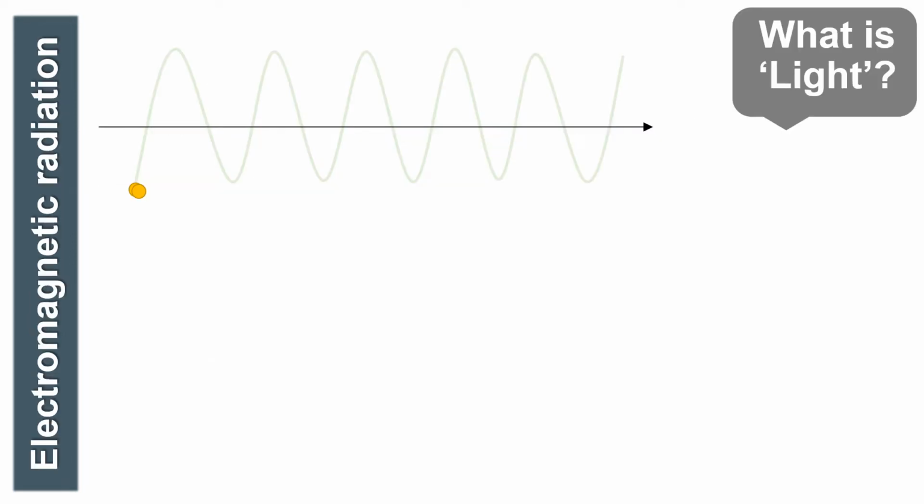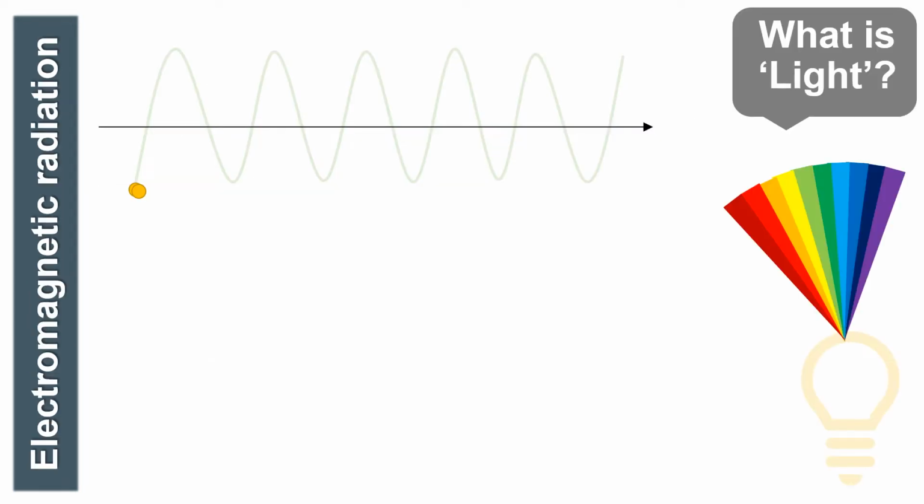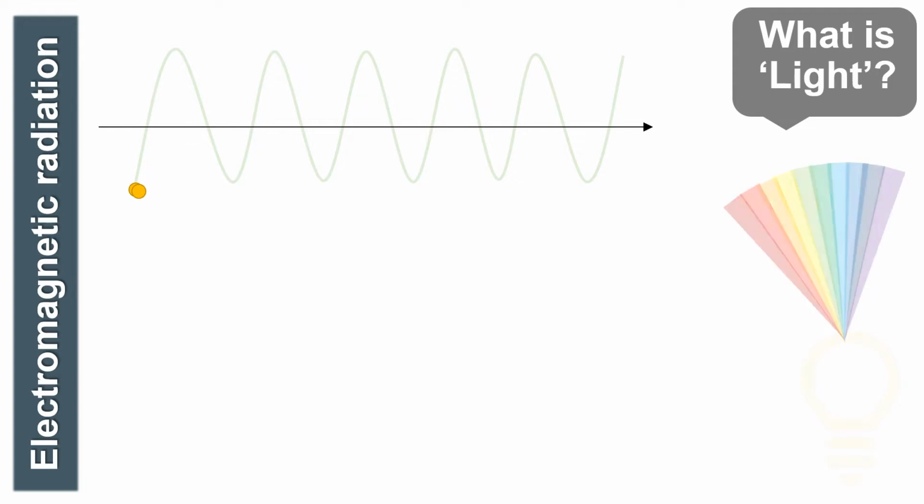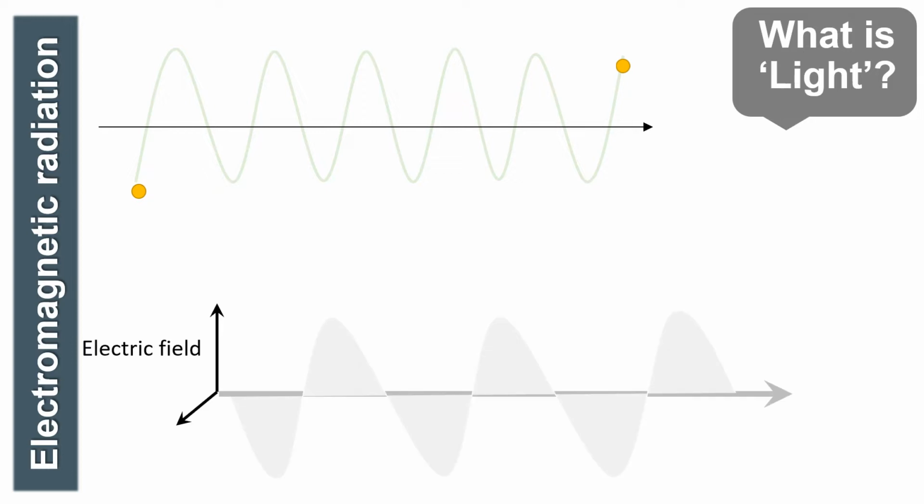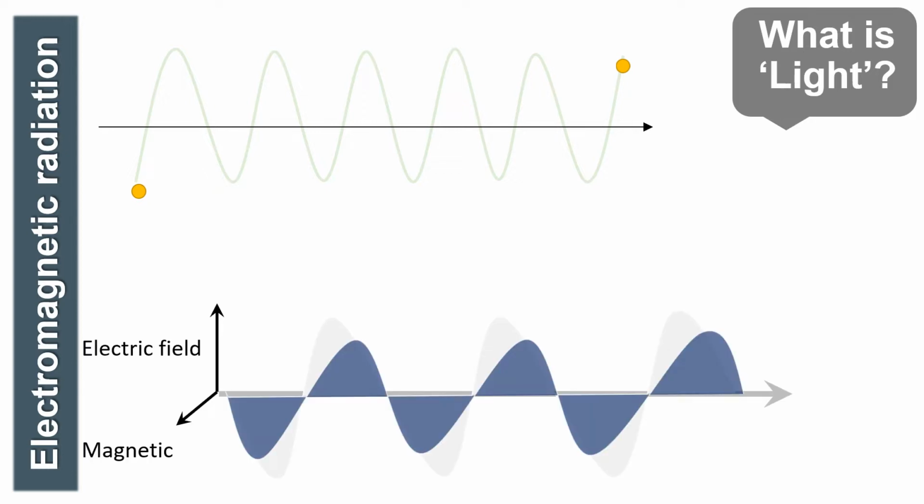So let's start by looking at light. Light, which is visible to your eyes, is actually electromagnetic radiation and can be described as a wave that is moving through time and space. This wave has both an electric and magnetic field and carries electromagnetic energy.